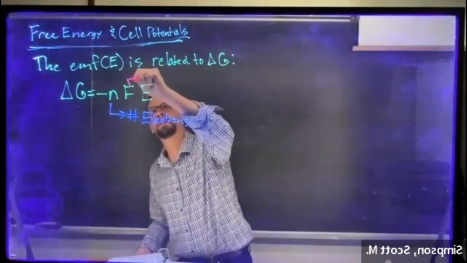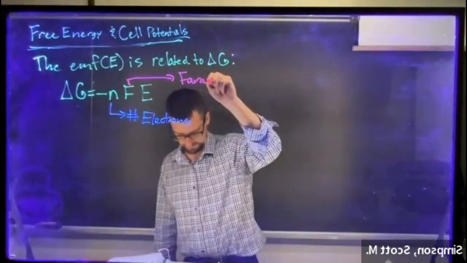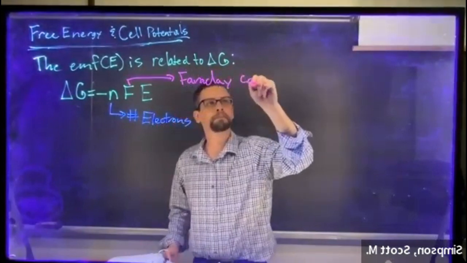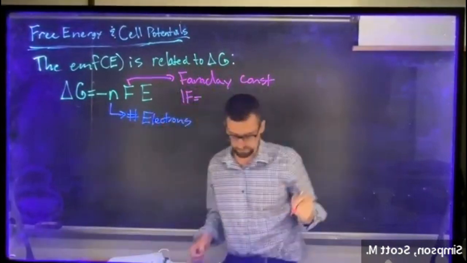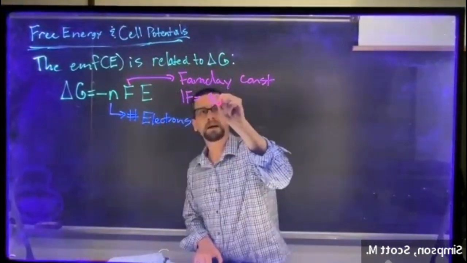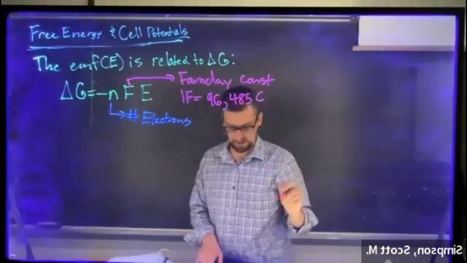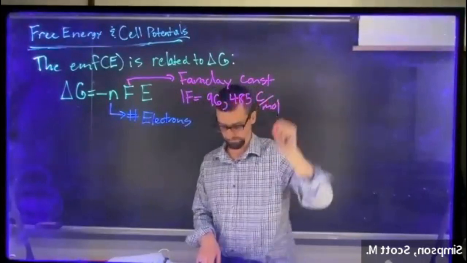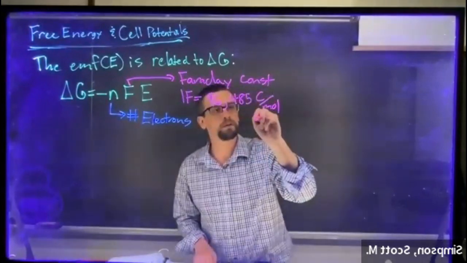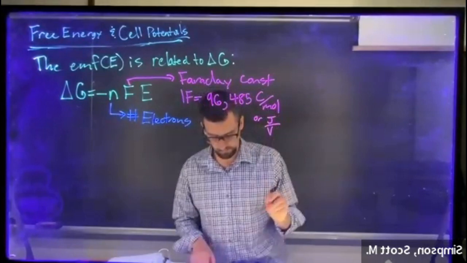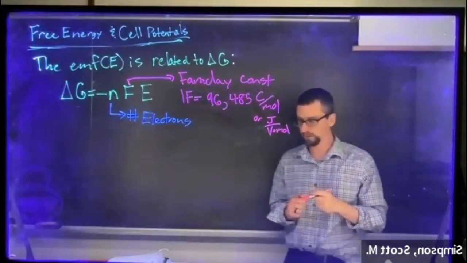We have F, which is Faraday's constant. 1 Faraday is related to coulombs, so it's 96,485 coulombs per mole of electrons. And it's also related to a joule per volt mole, whichever way you want it to be expressed. They all mean the same thing.